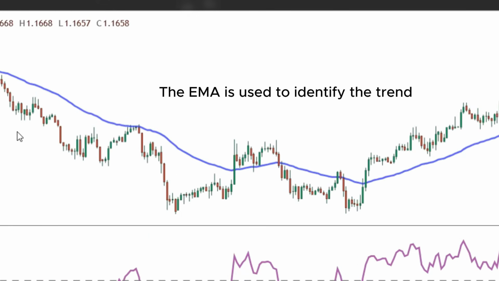The EMA, or exponential moving average, is used to identify the trend. If the price is above the EMA, the trend is up. If it's below, the trend is down.